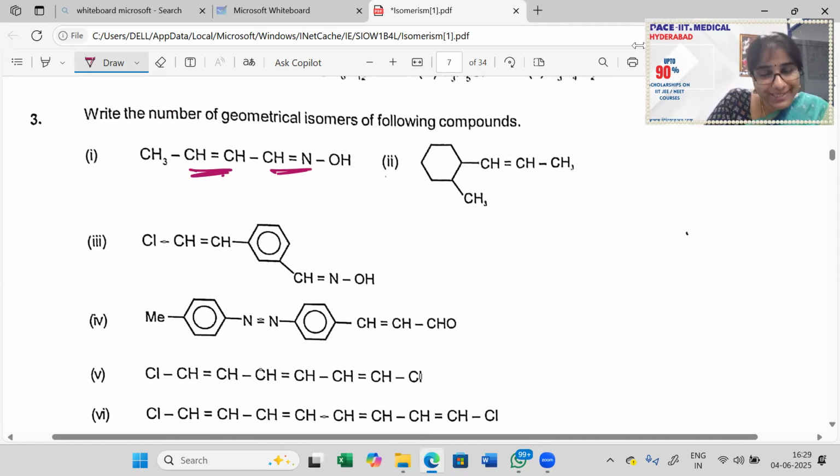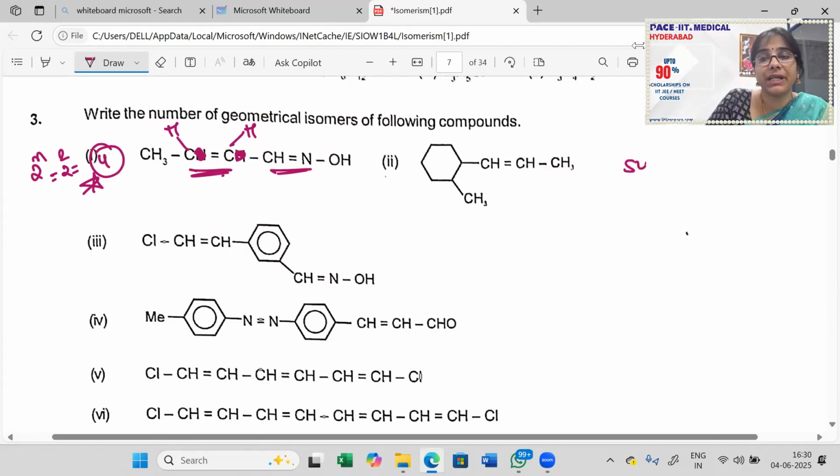And are they both exhibiting or not? Check. Yes, this is CH, and here also CH with this group. Yes, this will show, and that also will show. And this is not a symmetric structure. If you have a non-symmetric structure, then 2 power n, which means 2 squared, which is 4, is your answer here. You remember: non-symmetric, 2 power n.